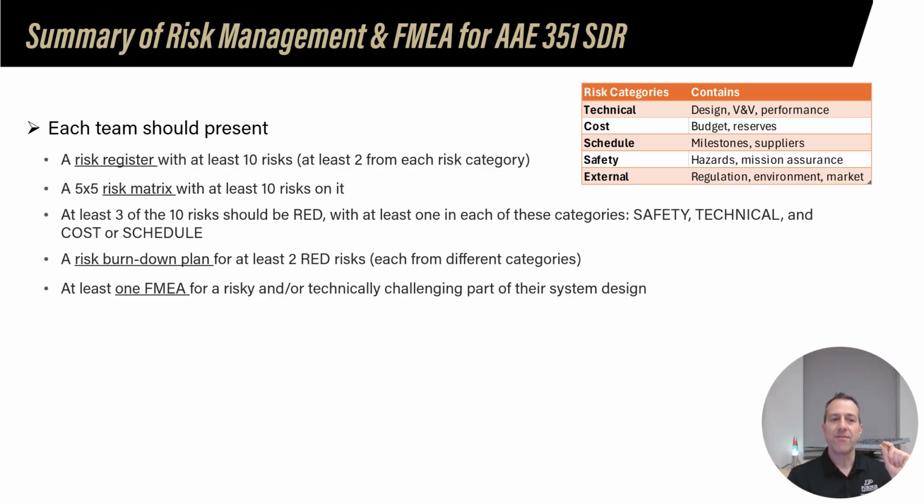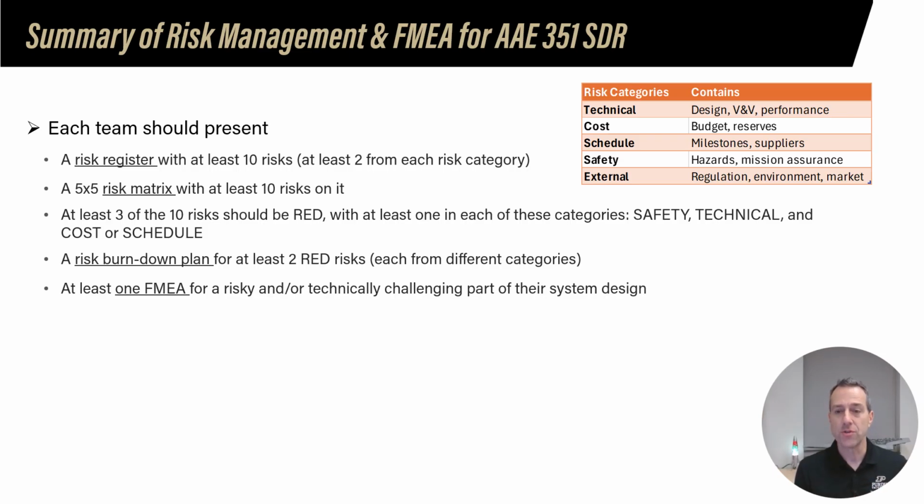Then you should have a 5x5 risk matrix with at least 10 risks on it. I would recommend having all your highest risks and maybe all your risks, unless you have an inordinate number of them, okay? So get your risk matrix up there. At least 3 of those, however many you put up there, should be red, with at least 1 in each of the 3 categories I mentioned: at least 1 safety, at least 1 technical, and at least 1 cost or schedule risk, red risk.